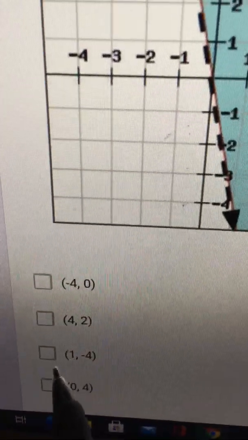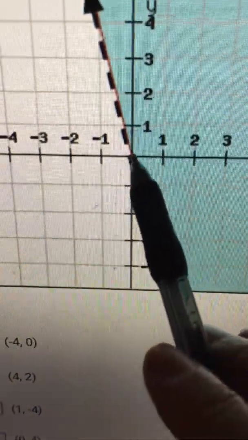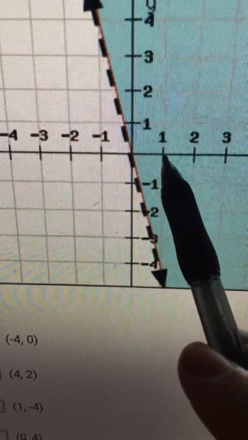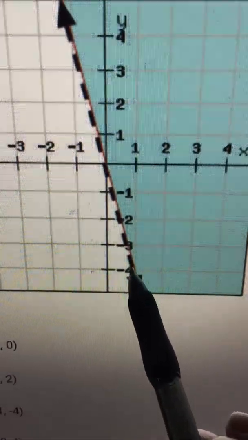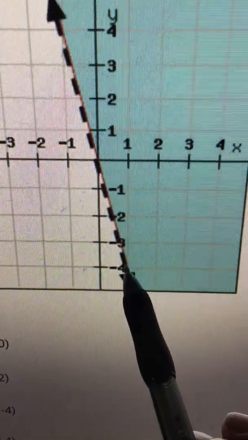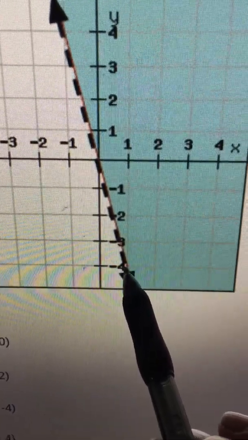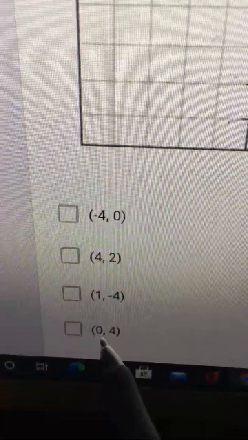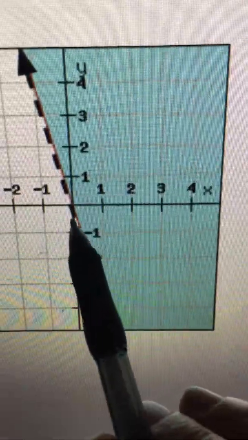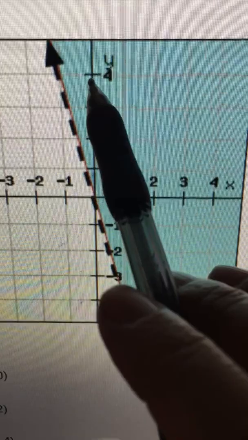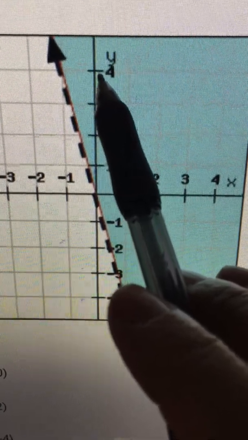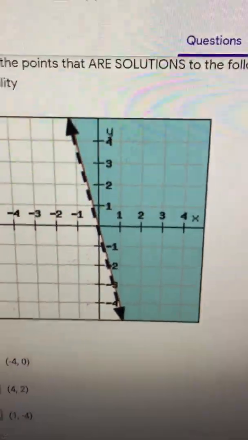You would check it. 1, -4. From the origin, you go right 1, positive 1, and what was it? -4. So right 1 and down 4, which puts me right on this dashed line. And if it's on a dashed line, it is not a solution, so do not check that one. And then the last one we have is 0, 4. So from the origin, you don't go left or right, you stay where you are, and you go up 4, which puts you right there, and it is a solution because it's in the shaded area. So you would check that one.